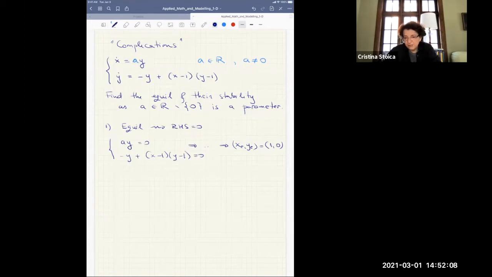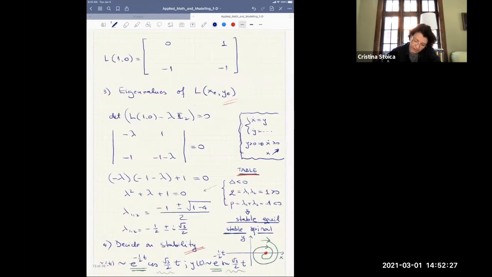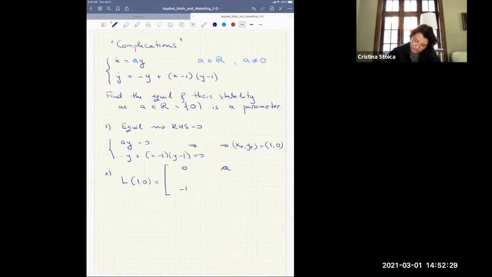What will change is the linearization. When we do L at 1, 0, it will be almost like the other one. Instead of 1 there will be an A, and the rest is the same. So what was that? -1 and -1.